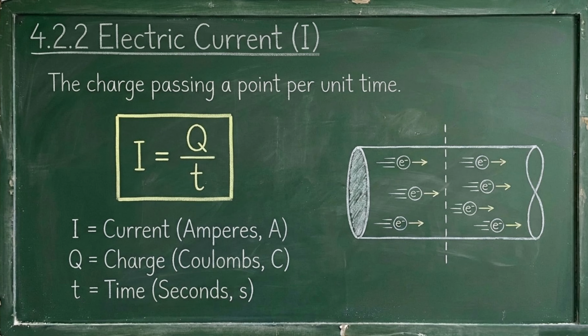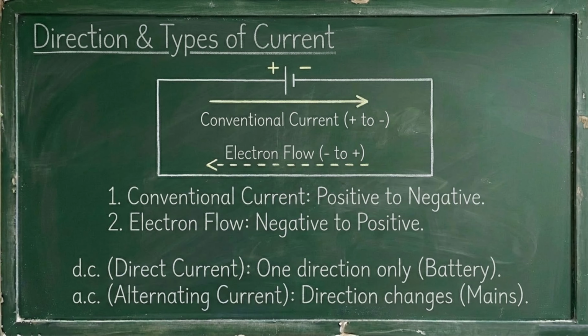The visual on this slide is helpful too. It shows a tube, basically a wire, and you see these little electrons drifting from left to right across a dotted line. It makes it really clear that current isn't just energy floating around, it's physical stuff moving past a checkpoint. But hold on, look at slide 8.